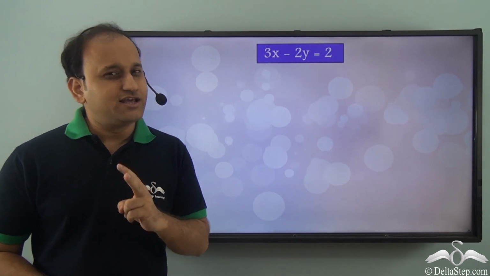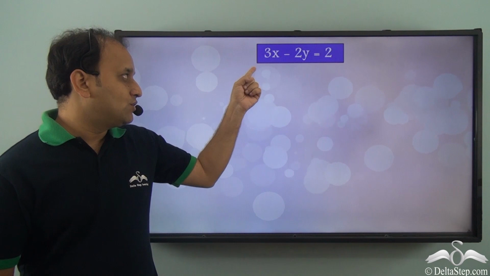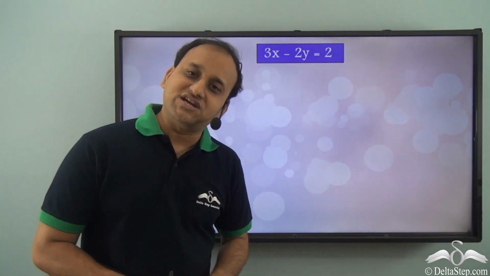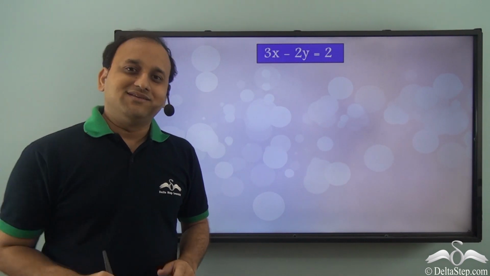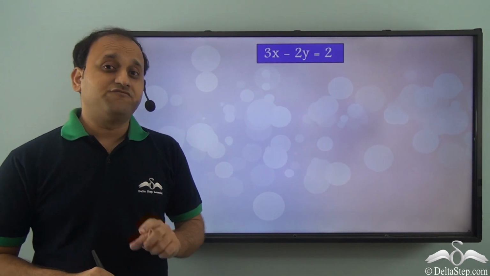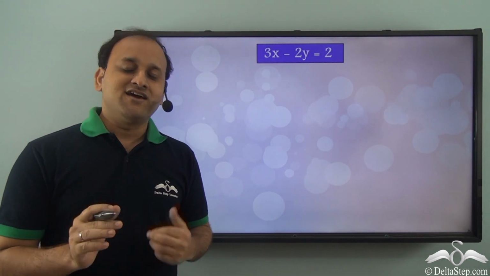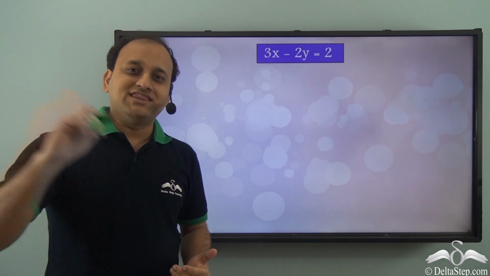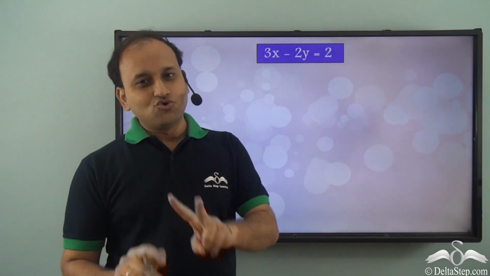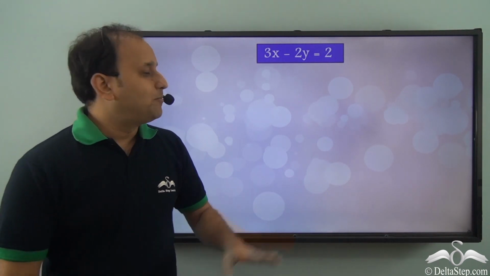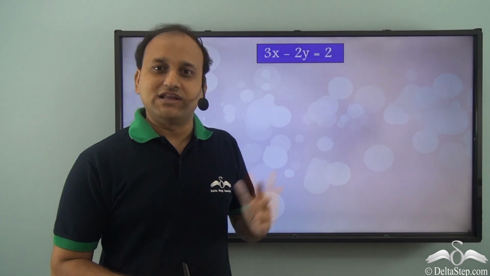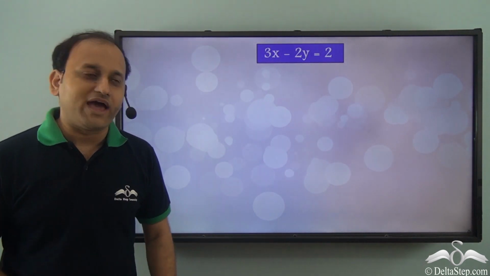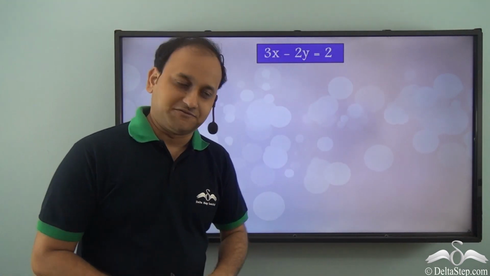Why do I say at least two values? Because we know that this is a linear equation, so it will give us a straight line on the graph paper. Now, if we have at least 2 points, we can easily join them and have the line. So 2 points are enough to plot this particular equation on a graph paper. So let's find out the values of x and y for this particular equation.